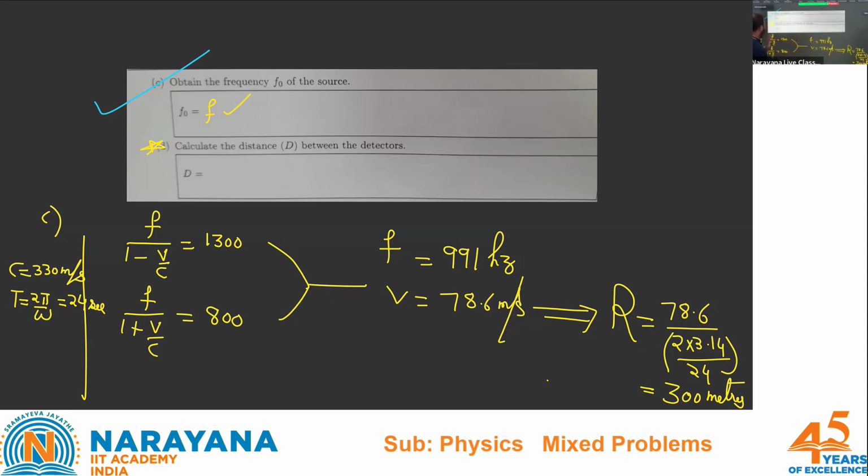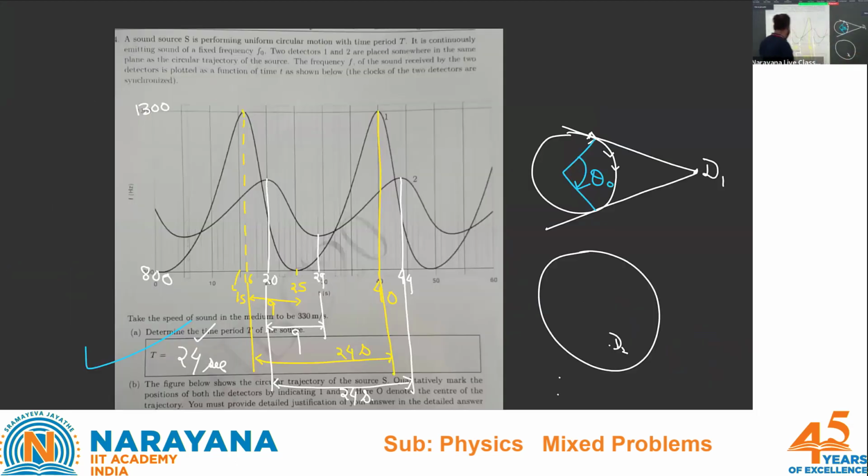Leave it. Now can we find out the distance between the detectors? Again, draw the geometry of the question, and with all this information available, we can try to find out the result. I'll again take you to the graph of the question so that you stay aligned with the problem.